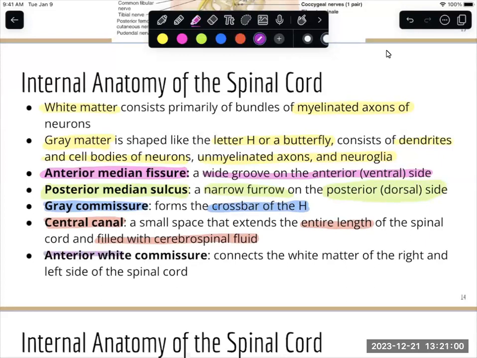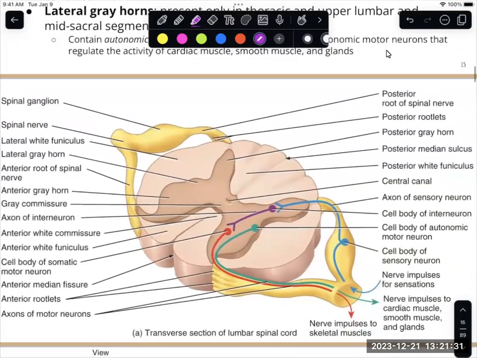We have our anterior white commissure. This is what connects the white matter of the right and the left side of the spinal cord. Because the right side of your body is controlled by the left side of your brain. The left side of your body is controlled by the right side of your brain. So there has to be an area where this information can travel from one side to the next. So let's look at some of this.